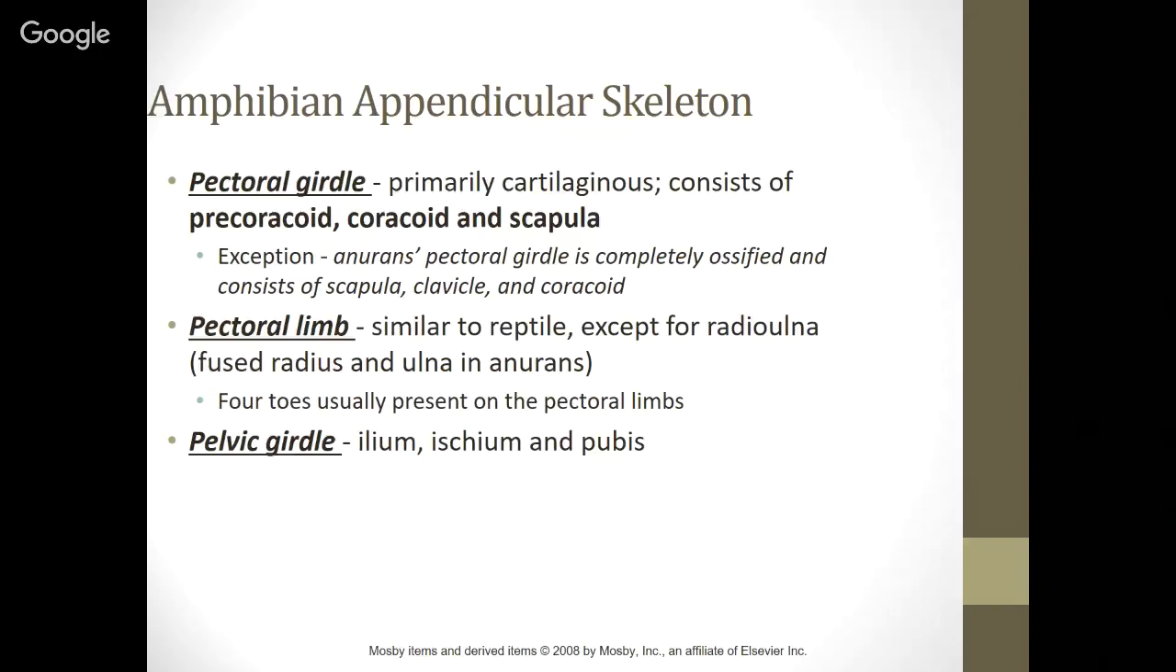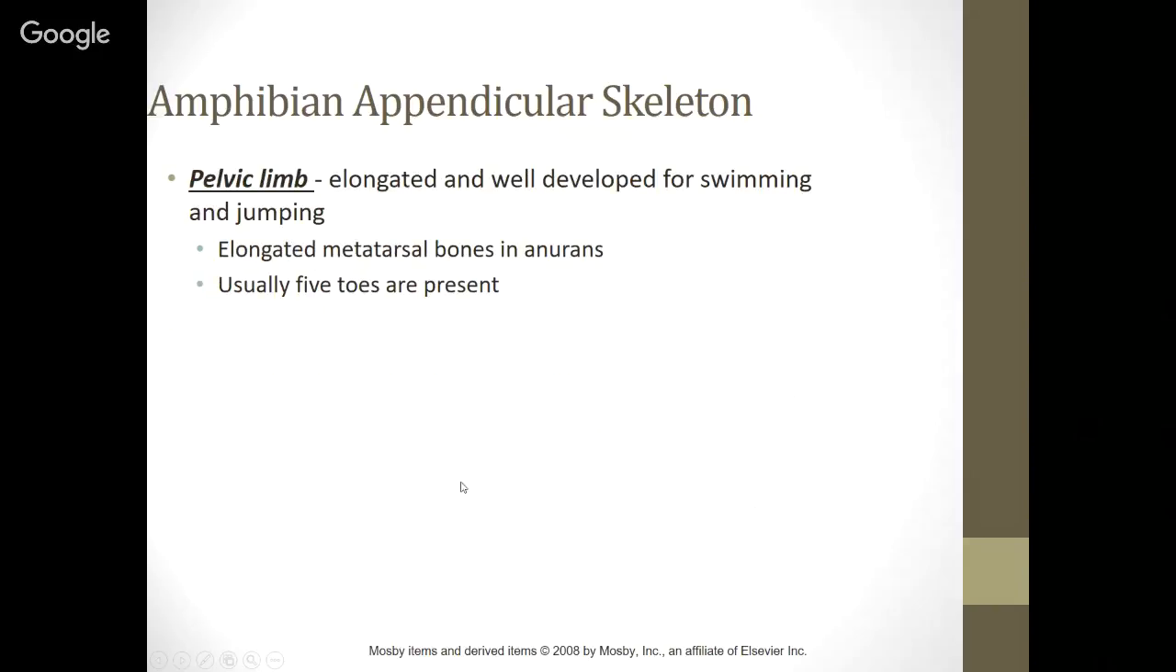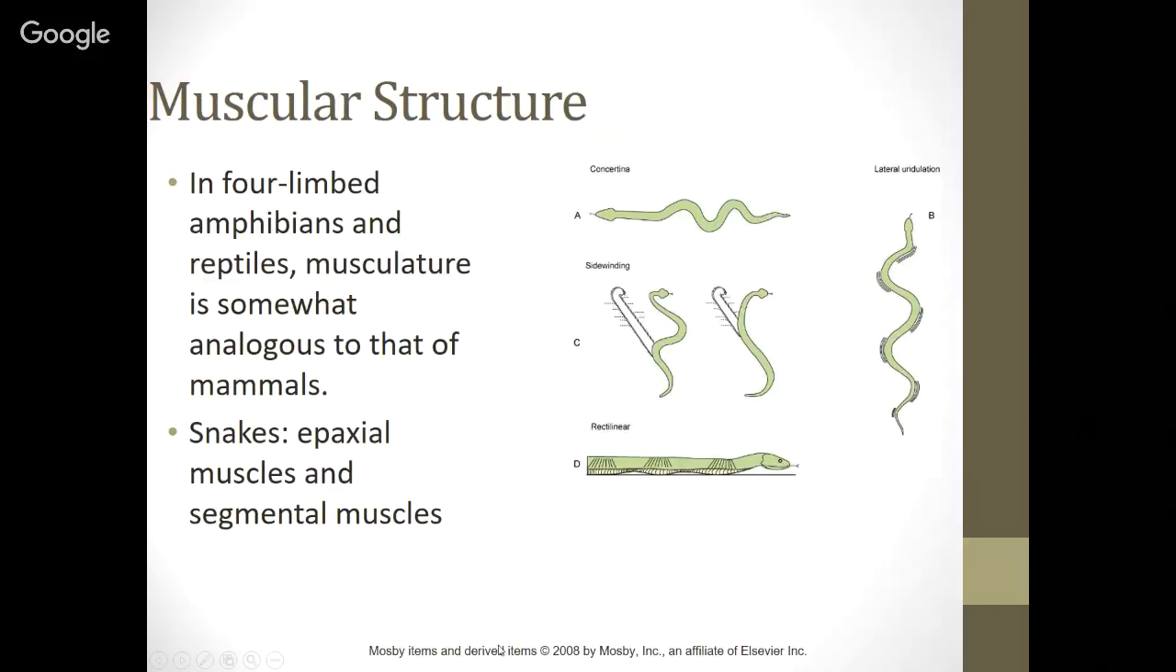The pelvic girdle has an ilium, ischium, and pubis, just like we have with mammals. The pelvic limb is typically elongated and well developed for swimming and jumping in amphibians, and we have elongated metatarsal bones in anurans, usually with 5 toes. In 4-limbed amphibians and reptiles, the musculature is somewhat analogous to that of mammals, so we don't really go over that.